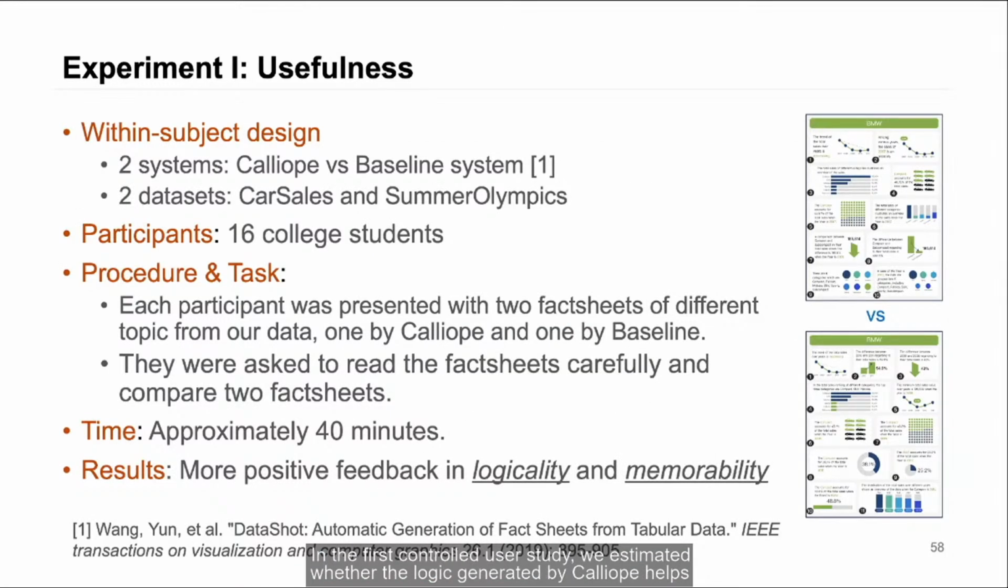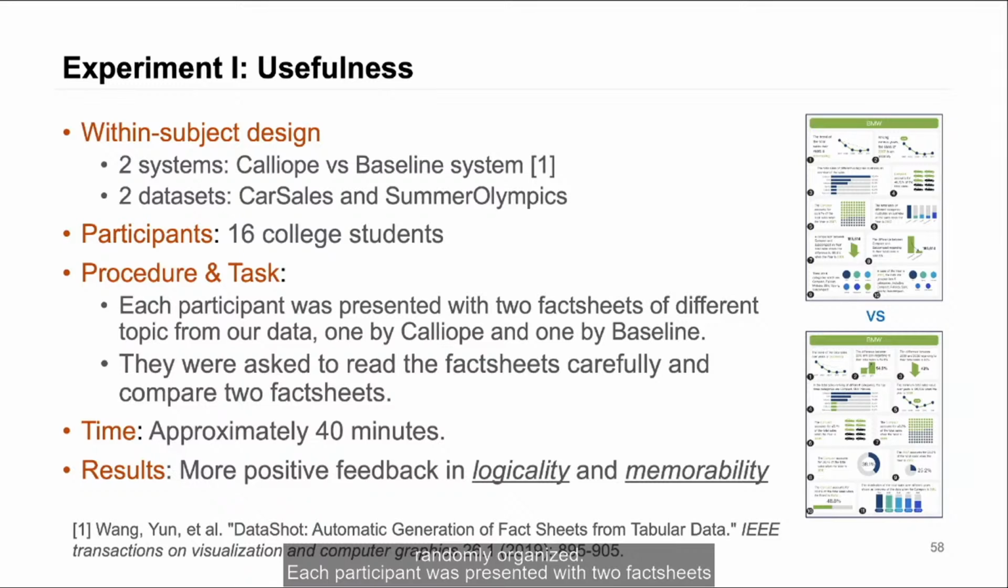In the first controlled user study, we estimated whether the logic generated by Calliope helps with the understanding of a data story. To this end, we compared our generation results with the fact sheets generated by DataShot, in which a set of selected data facts was randomly organized.